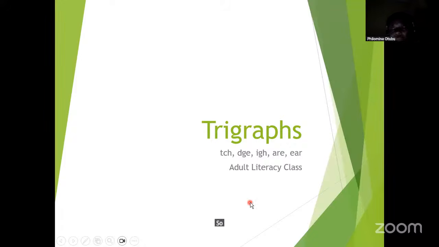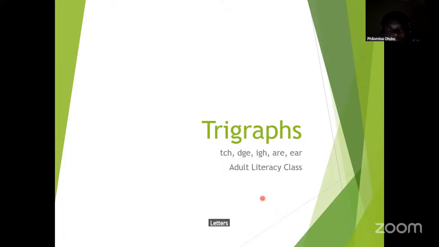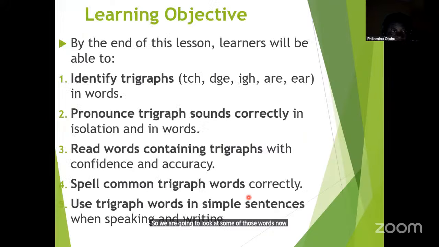So as I said, we are looking at trigraphs. Trigraphs are three letters that make one sound. So we are going to look at some words now with trigraphs.